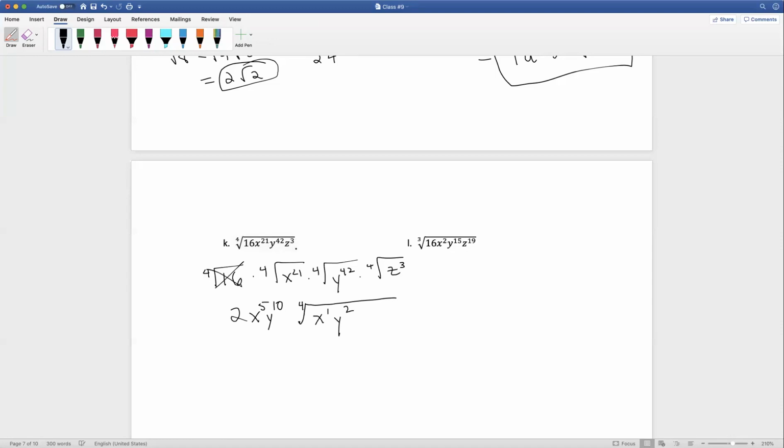So again, quotient on the outside, remainder on the inside. And then let's take a look at the last term, the 4th root of z cubed. Exponent's smaller than the index, so we can't simplify it. So we're just going to leave that z cubed on the inside of the radical like that. Okay, try L on your own. See what you can do in terms of simplifying part L all by yourself.